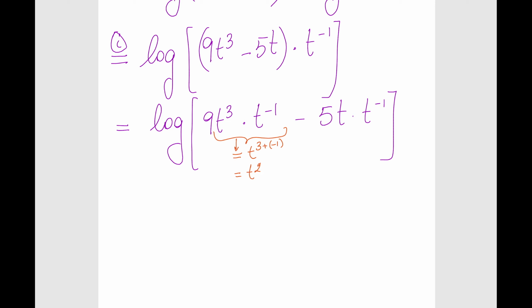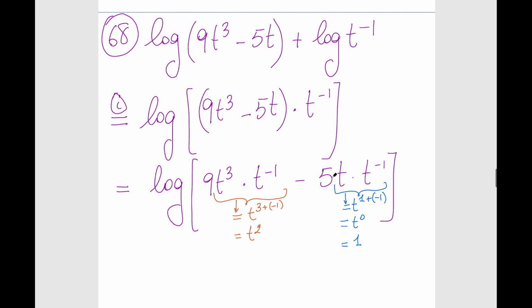And how about this guy? This is the same technique. You keep the base, you add the powers, but this time around the sum of the powers is 0, and t to the power 0 is 1. Correct? Any non-zero entity raised to power 0 is 1, right?